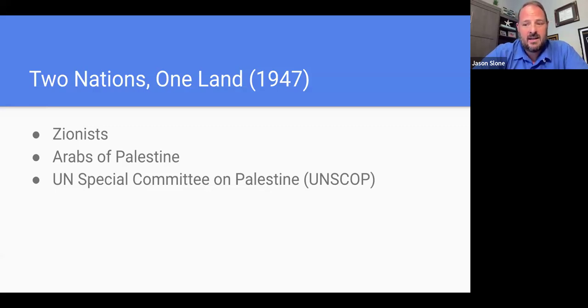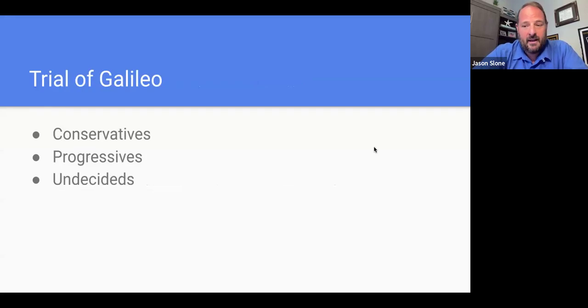The Special Committee on Palestine did not include any members of the great powers, who obviously had biases about the situation. The U.S. was not represented, Britain was not represented, Russia was not represented, et cetera. The UNSCOP is supposed to be fair and neutral, so they're the undecided. So you've got the Zionists, the Arabs of Palestine, and the UNSCOP. Again, same course design.